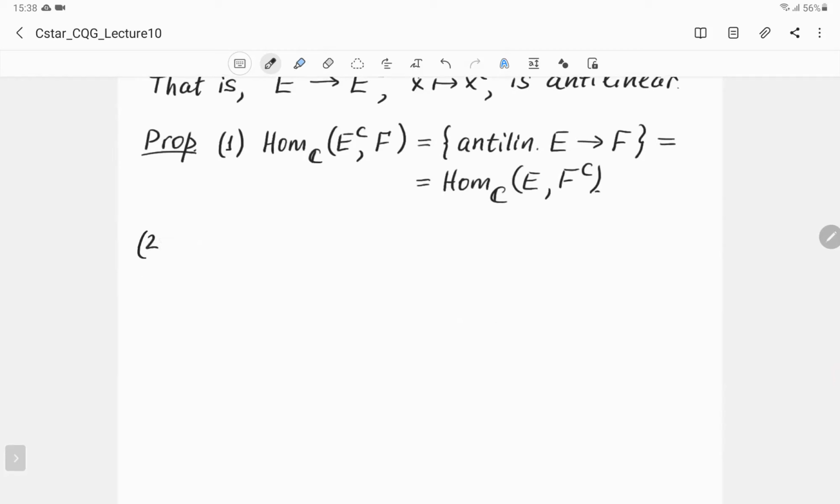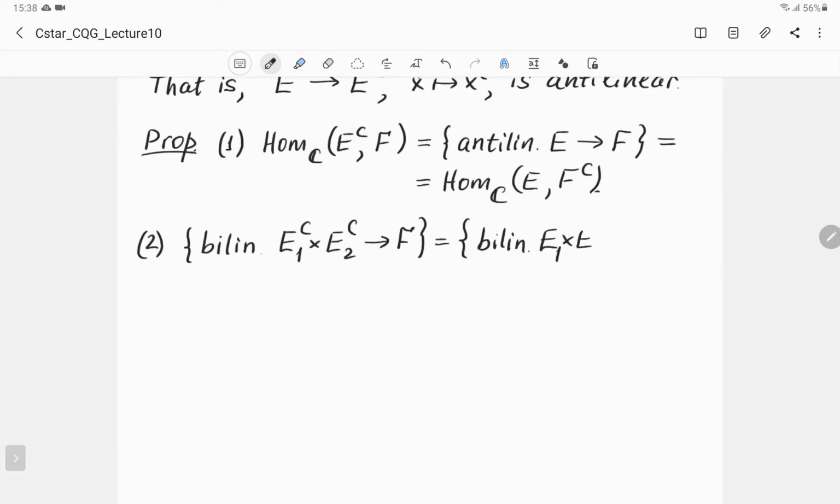Second, we have a similar result about bilinear maps. So the space of all bilinear maps between, say, E1C times E2C to F is the same as the space of all bilinear maps from E1 cross E2 to the conjugate of F. And this is the same as the set of all anti-bilinear maps from the product E1 cross E2 to F.